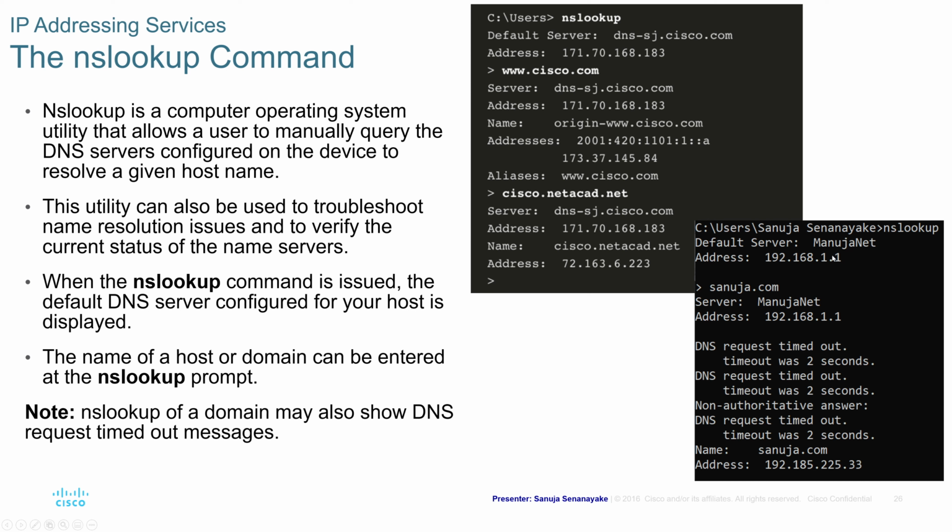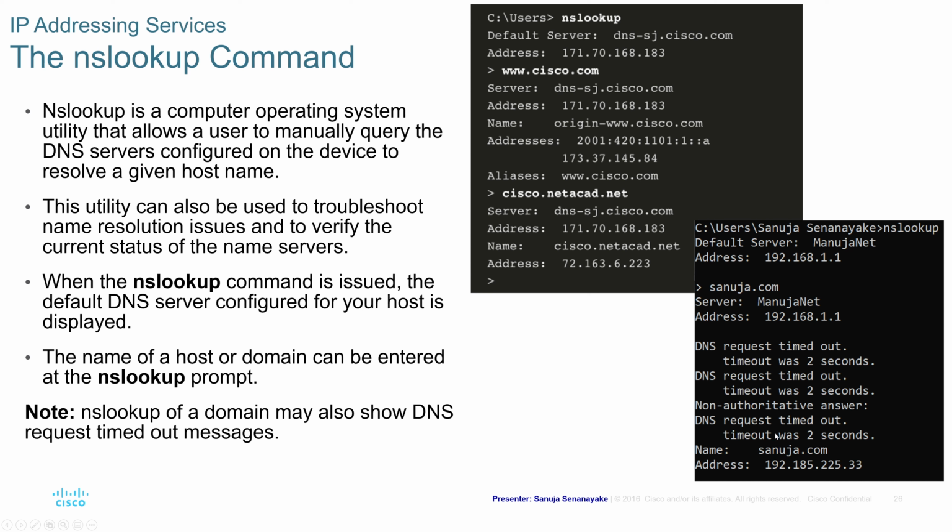In this case, I have a DNS server that is Manuja.net, and the IP address associated with that is 192.168.1.1. And I look for the remote website, the website that is not located within my building, within my internal network, called sanuja.com, and it went and looked for sanuja.com records on Manuja.net DNS server. And what happened in this situation is it returned timeout messages, because they are still looking for it. It goes to the next DNS and is waiting for authoritative answer.